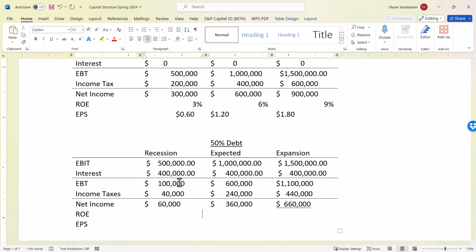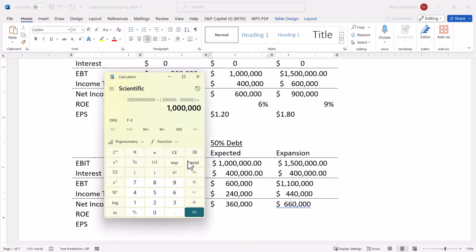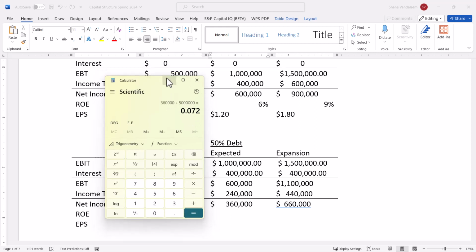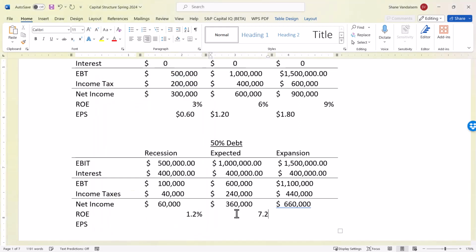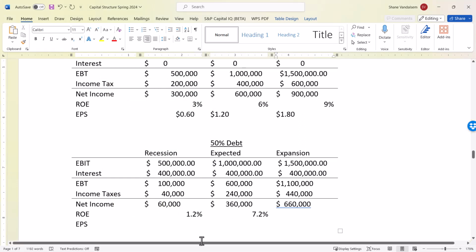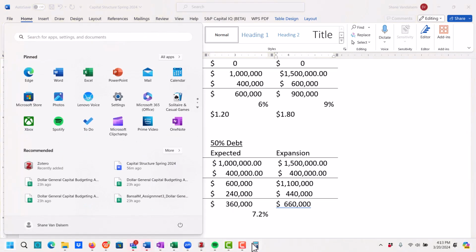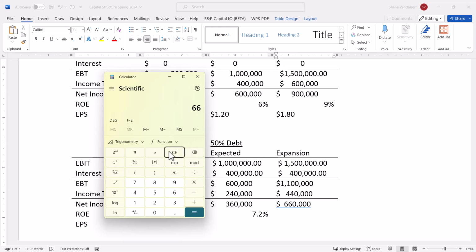The ROE here would be $60,000 divided by $5 million in equity, so it'd be 1.2%. In the second case, it's $360,000 divided by the $5 million in equity. So we'd have a return on equity of 7.2%. And then finally, in the last case, we have $660,000 divided by $5 million in equity, or 13.2%.